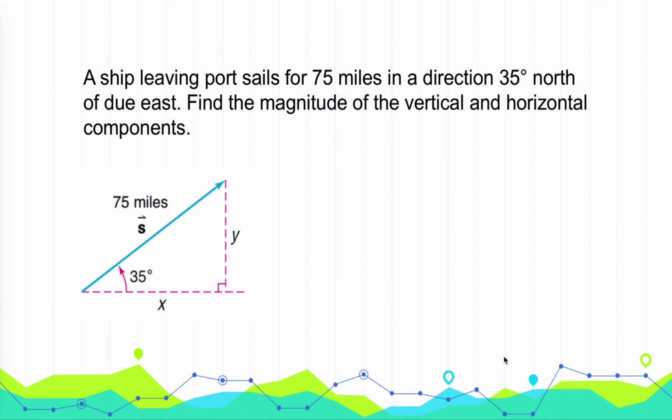A ship leaving port sails for 75 miles in a direction 35 degrees north of due east. Find the magnitude of the vertical and horizontal components. This is where it's important to remember your SOHCAHTOA. Remember that? So if I want to find x, I'm using this angle of 35 degrees. x is going to be the adjacent side. 75 is the hypotenuse. Adjacent and hypotenuse is cosine.